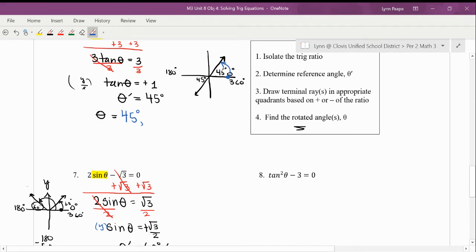And then now let's rotate from 0 degrees into quadrant 3. So from 0, I'm going past 180. How far past 180 did I go? Always the reference angle amount. And then I'm bigger than 180, so that means I want to add. So then my other angle would be 225 degrees.